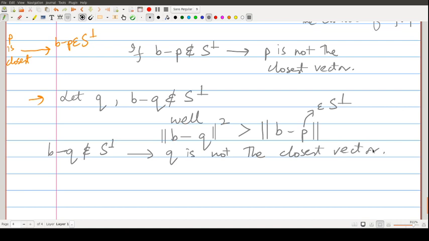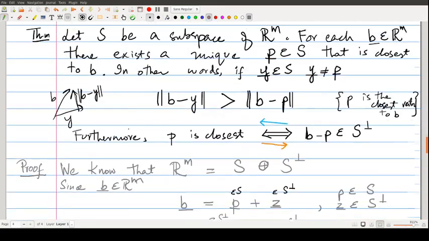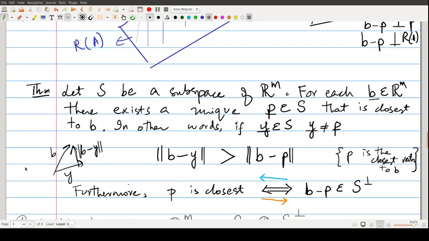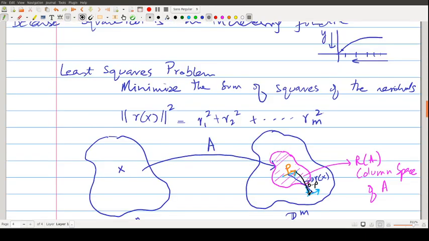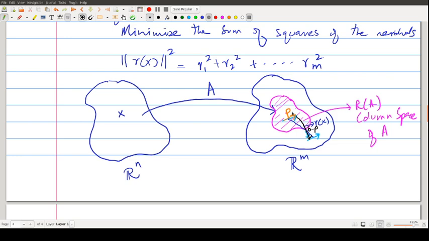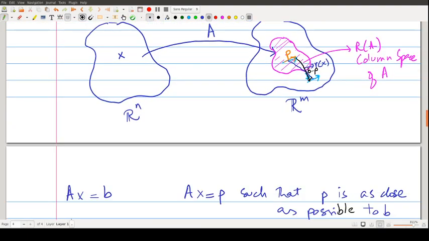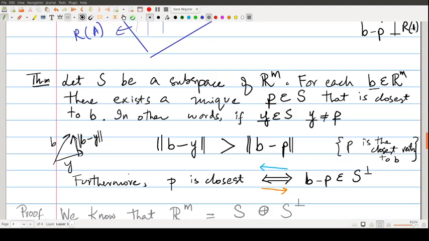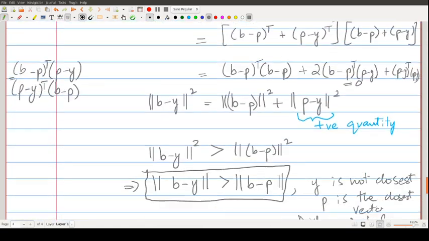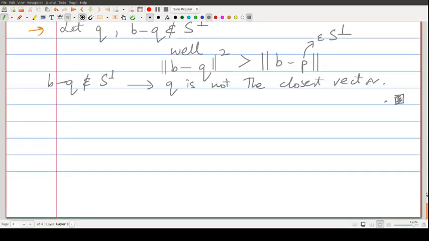Okay, so that finishes my proof for this theorem. That tells me that not only does this closest vector exist, this theorem guarantees me that this closest vector p exists, but also that their difference, b minus p, is going to be in the orthogonal complement of S, and that's an interesting thing to have because it will help us find it.